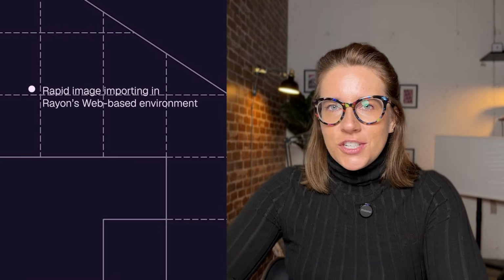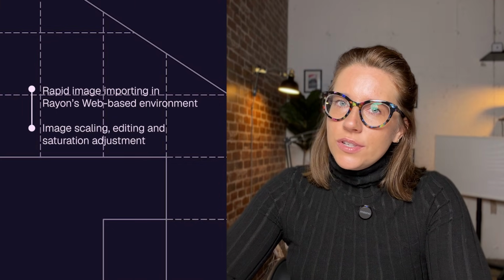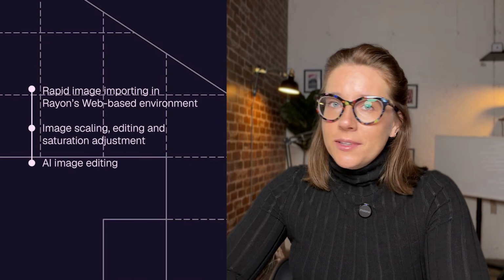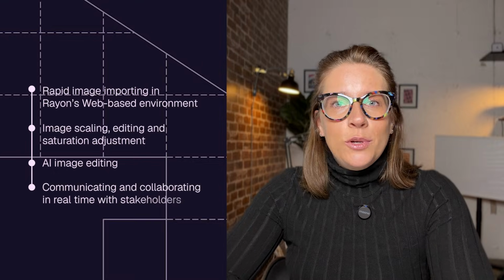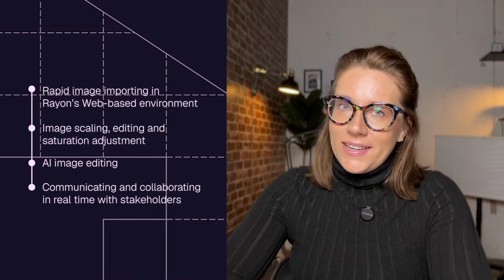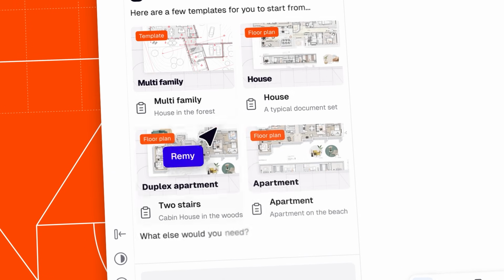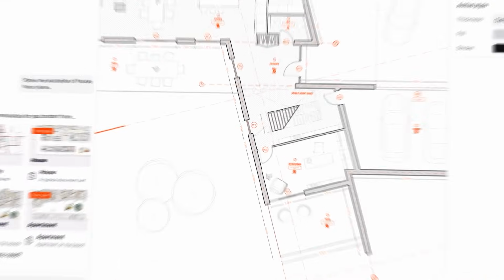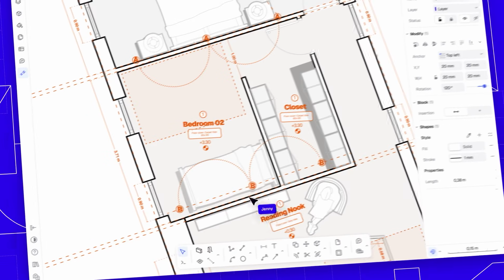So today we covered how to quickly import inspiration images, edit, scale, and adjust your visuals, use AI to enhance and manipulate images, and collaborate and present mood boards seamlessly, all using Rayon Design, the new gen effortless CAD tool built for architects and interior designers like you and me, where you can go from A to Z architectural documentation in one collaborative platform.